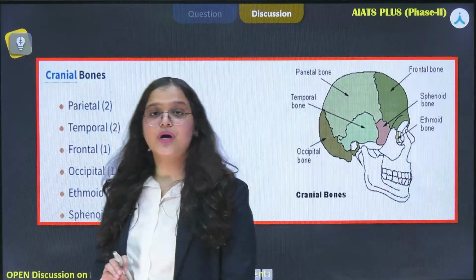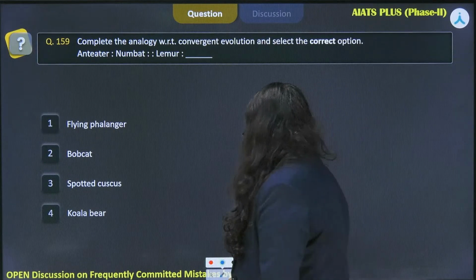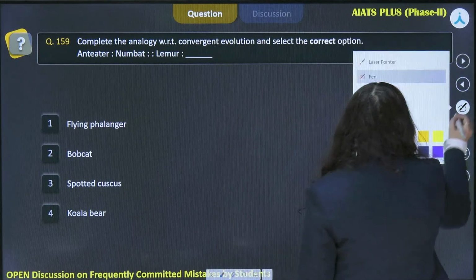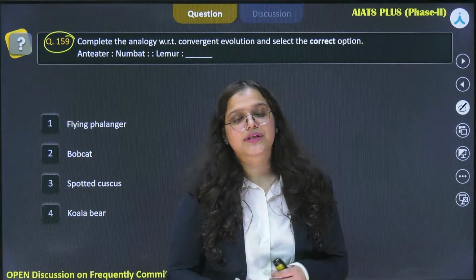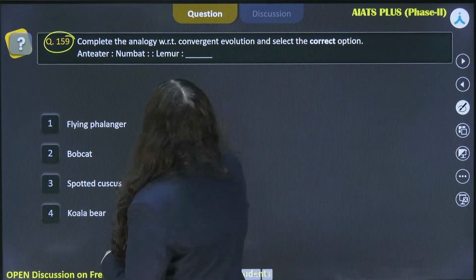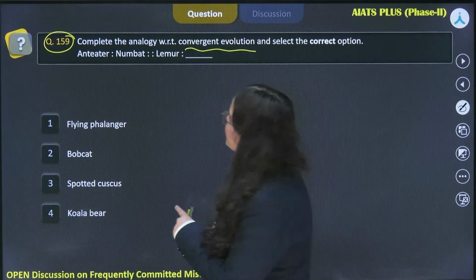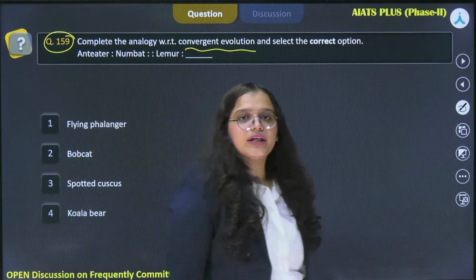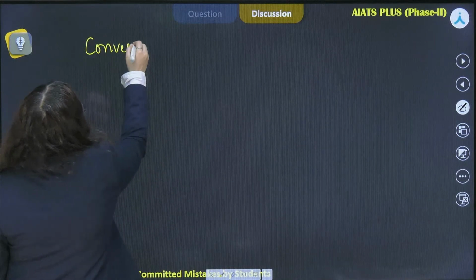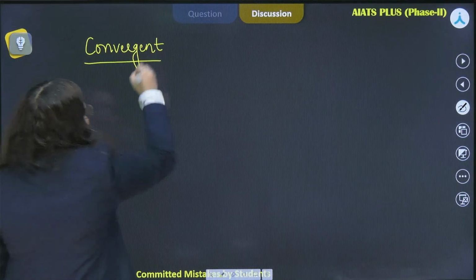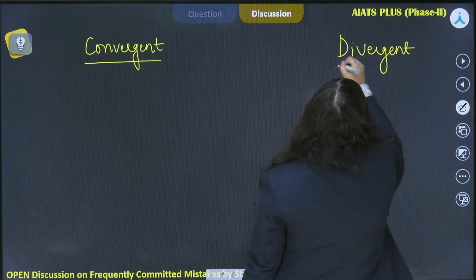So now we move on to our next question, and it is about convergent evolution from the chapter evolution. Dear students, evolution is also an important topic from which questions are often asked in the NEET exam. Here we need to complete the analogy with respect to convergent evolution, and we can see various names given. Let us quickly discuss the concept of convergent evolution, and to understand it better, let us also quickly discuss the concept of divergent evolution. We'll study both of them parallelly.